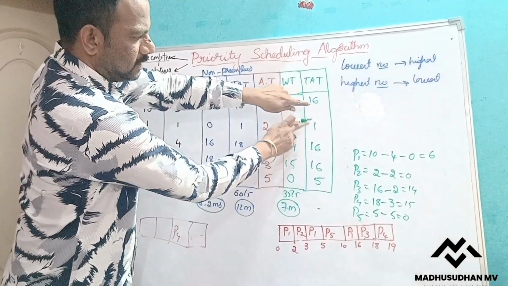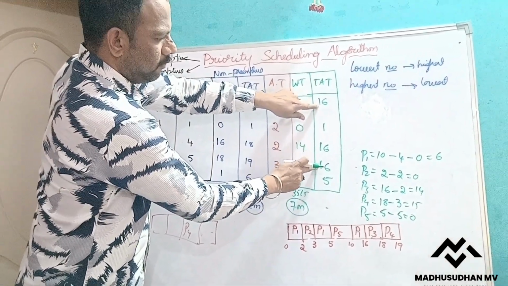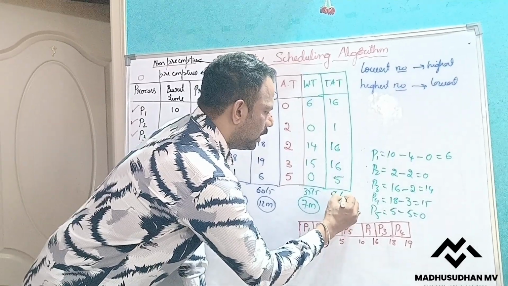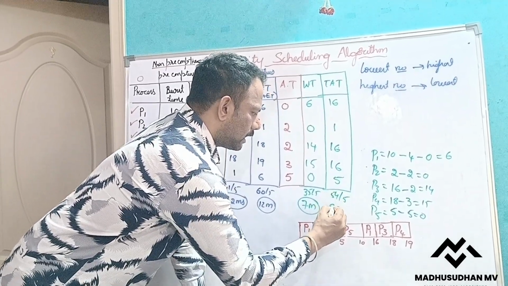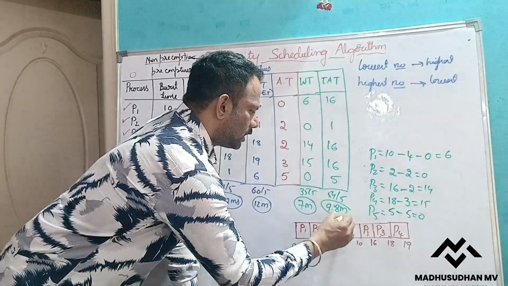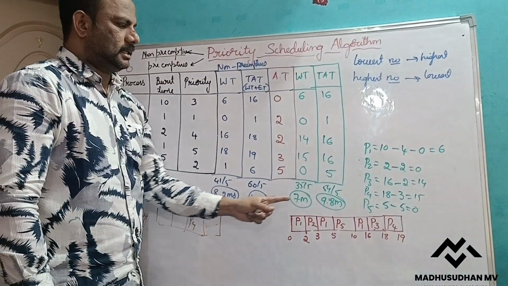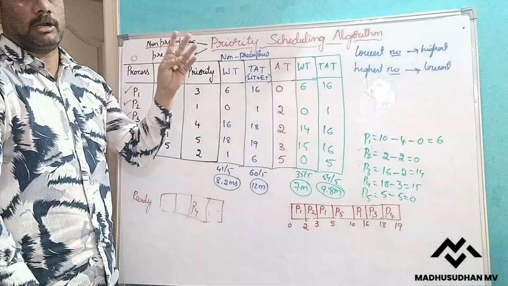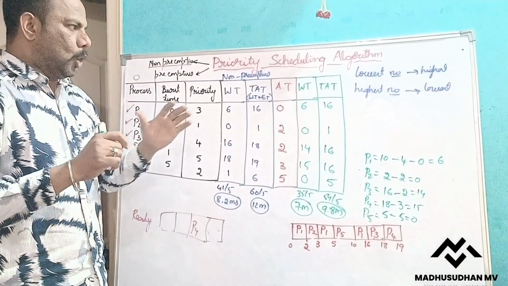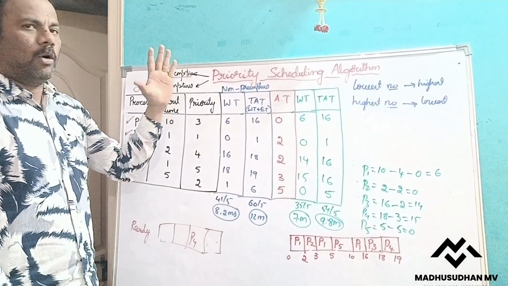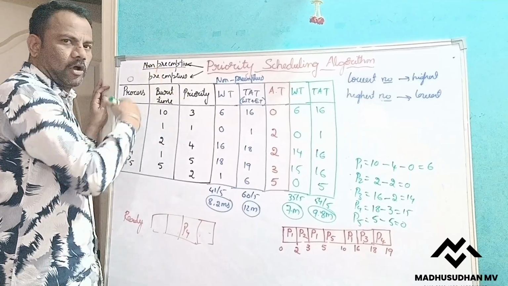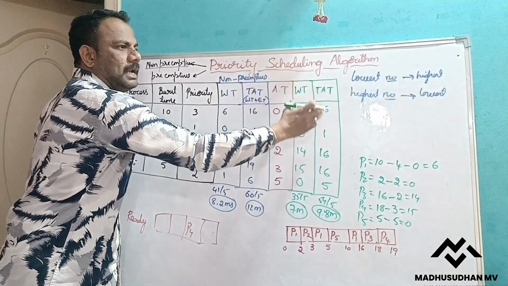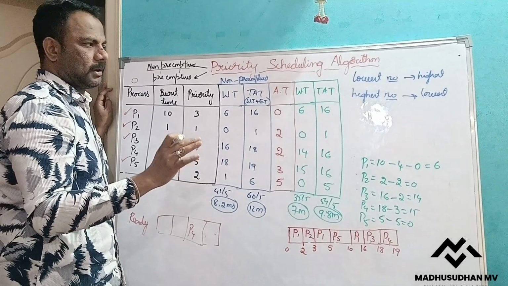Now add these. Three 16s are there: 30, 48, 49, 54. 54 divided by 5, that is 9.8 milliseconds turnaround time. This is 12 milliseconds, and this is 9.8 milliseconds. So this is how it is efficient, non-preemptive priority. Hope you understand how to apply non-preemptive and preemptive priority scheduling to the same given problem.